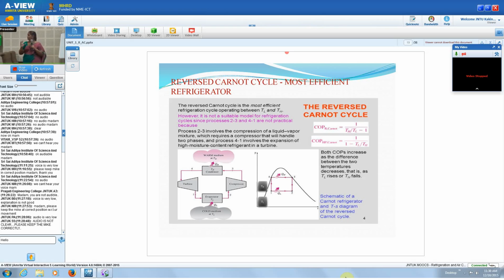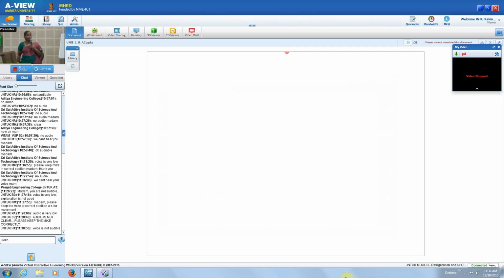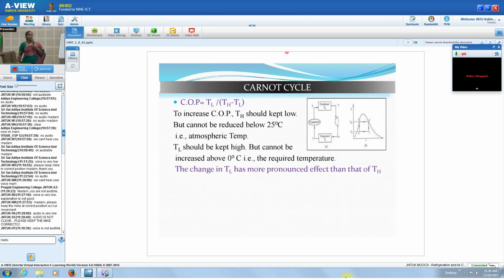All this depends upon the two temperatures, the lower temperature and the higher temperature. COP mainly depends upon TL by (TH minus TL). Always, TL and TH should be converted into Kelvin for finding the COP in a problem. The same flow diagram is given in a simple way. You can see the four components here: compressor, condenser, expander, and evaporator.